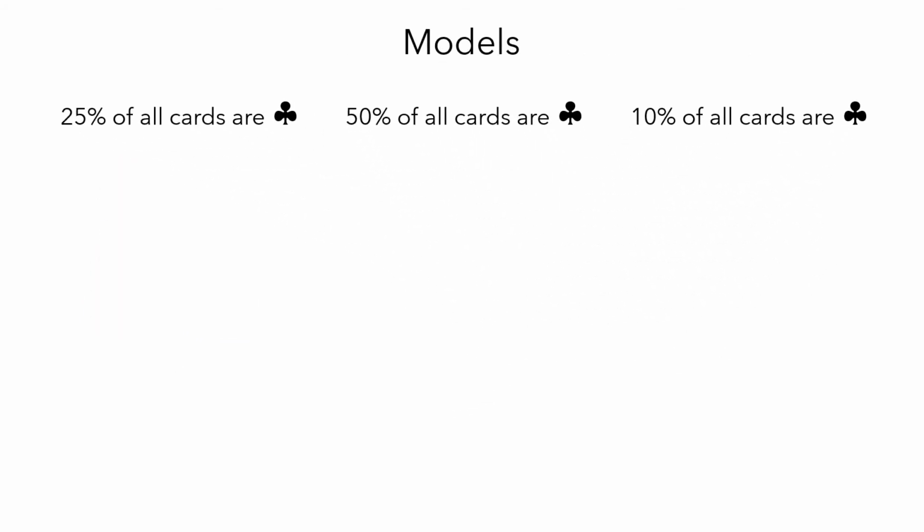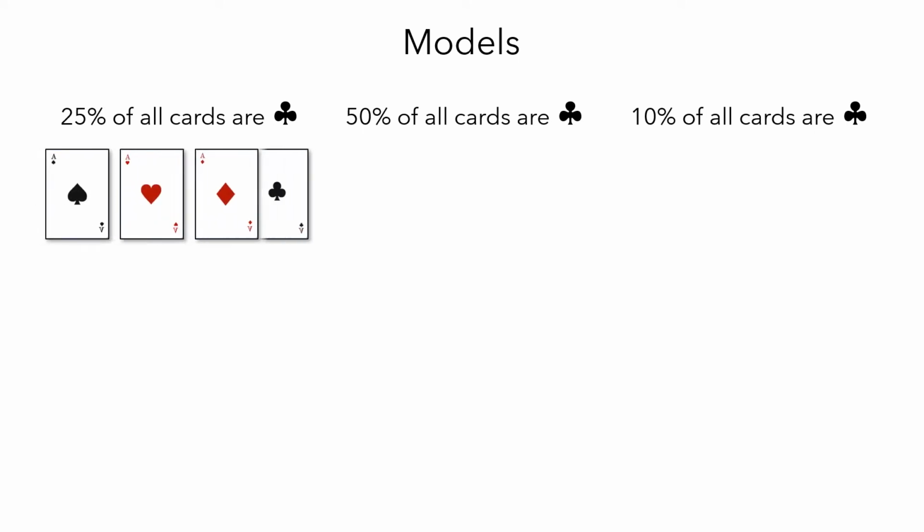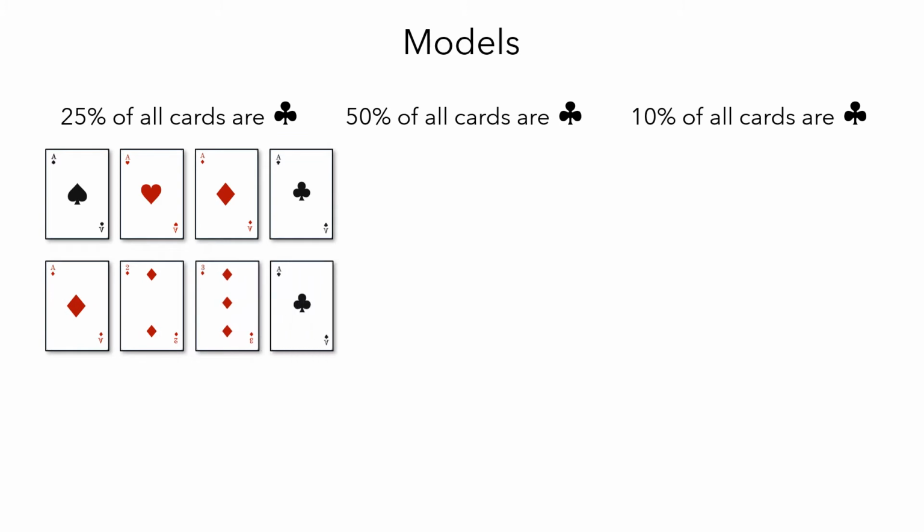Now, a model could be physical. For example, you could use 4 actual playing cards, as long as 25% of them represent clubs. So it doesn't matter if you have all 4 suits, as long as 25% are clubs. You could use a spinner, as long as 25% of the spinner represents clubs.